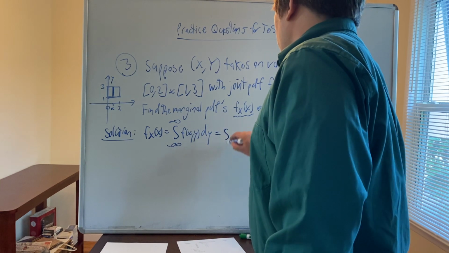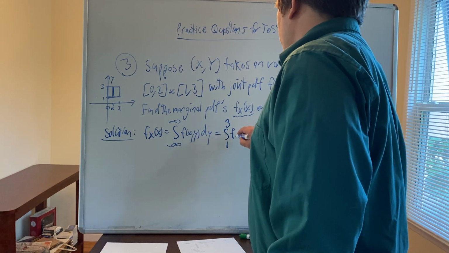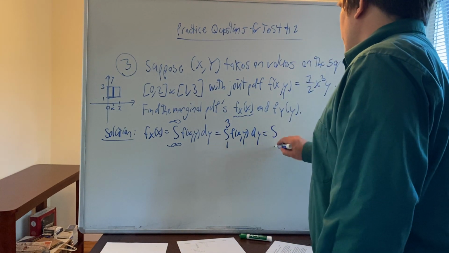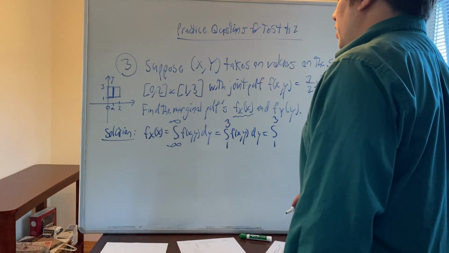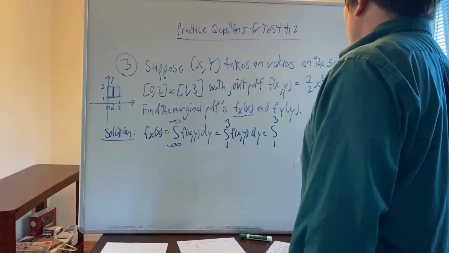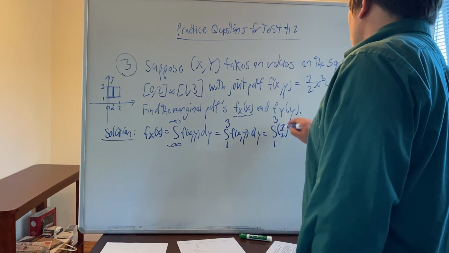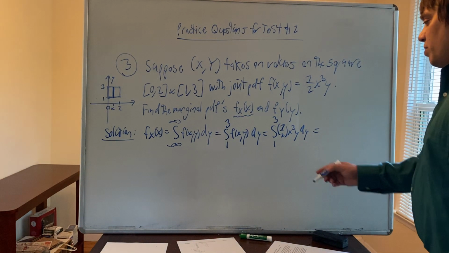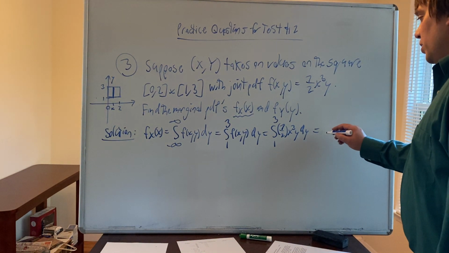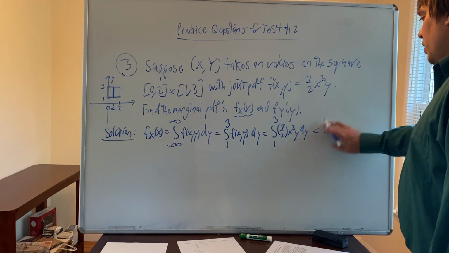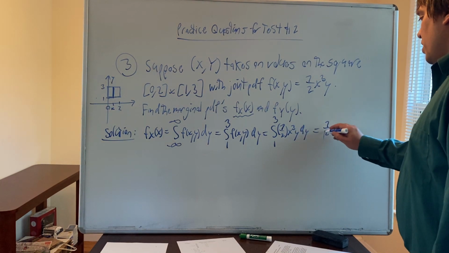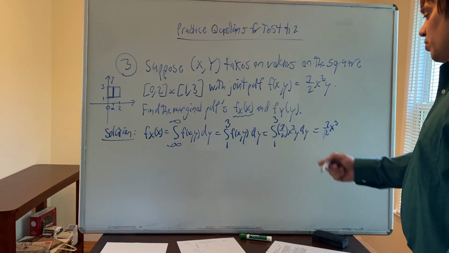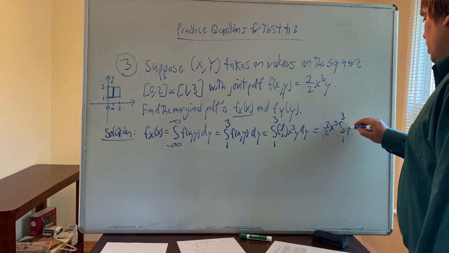Okay, so this is the integral from y equals 1 to y equals 3 of f of x comma y dy. That's equal to the definite integral from 1 to 3 of 7/2 x cubed y dy. That's with respect to y, so 7/2 x cubed is a constant, because you're integrating with respect to y. So that's the definite integral from 1 to 3 of y dy.